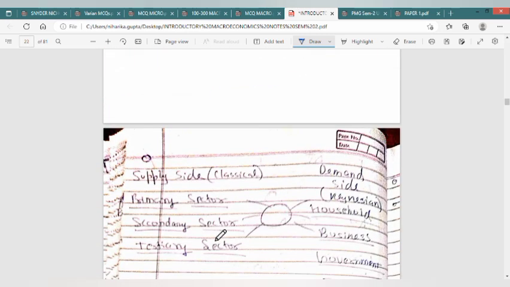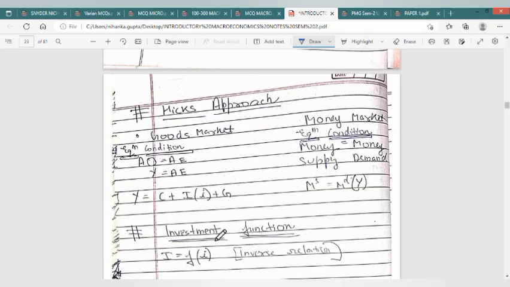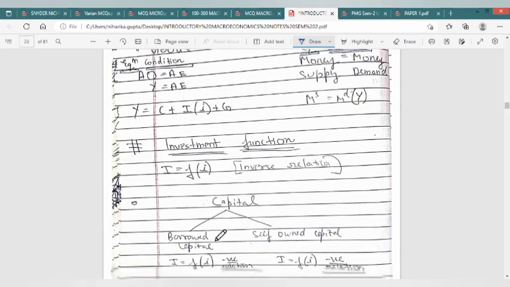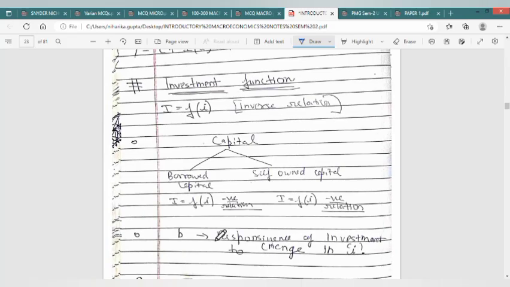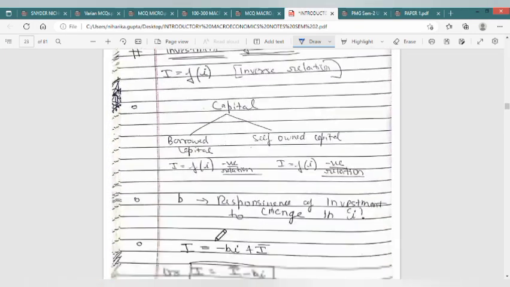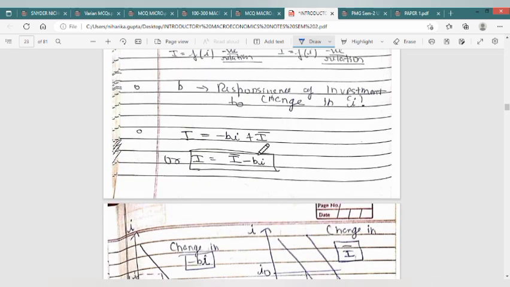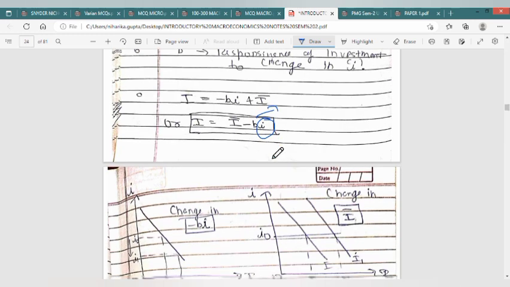Now we have this investment function, equally important. Like the investment function would be from the Keynesian category. We would get I equals I bar minus bi, where b signifies the responsiveness of investment to a change in the interest rate. Okay, interest rate for investment purposes, for borrowing loans by the corporates or the business houses. We have plotted the investment function here, and we have shown the movement and the shift alongside.